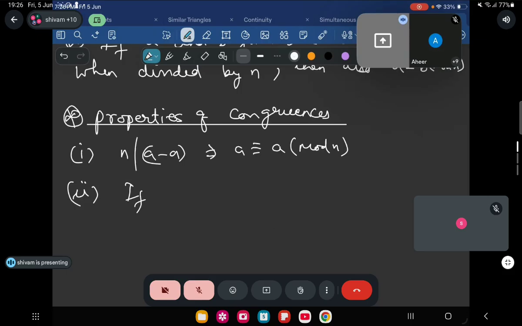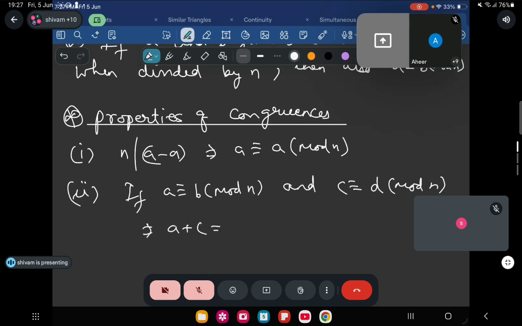If A is congruent to B mod n, and we say that C is also congruent to D mod n, okay, then you can actually add them. You will get A plus C is congruent to B plus D mod n. Are you getting, Aviraj? Tell me.